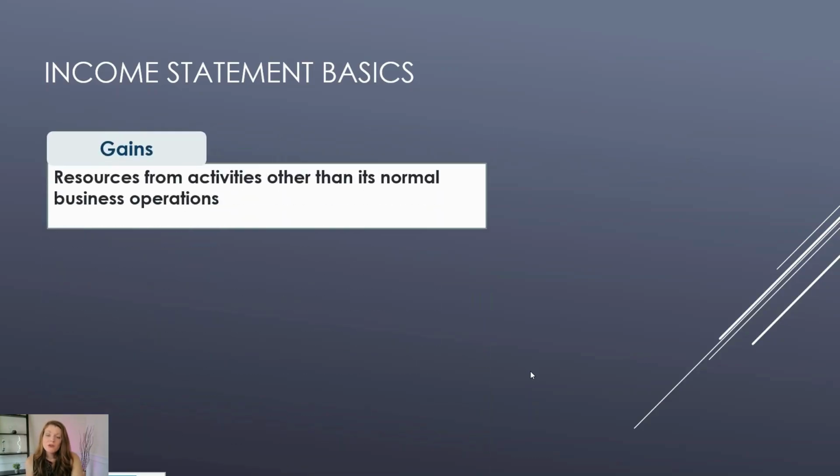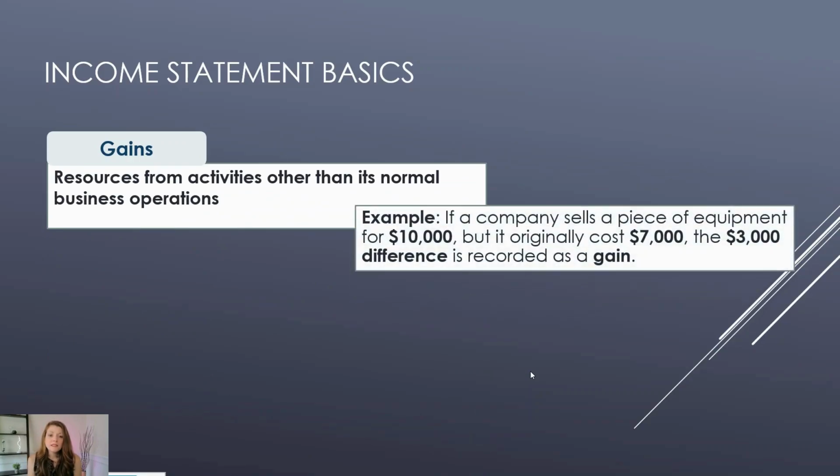So then we also will see, usually below it, gains, which is going to come from some kind of outside activity that is not the normal business operations. This is not a gain because we sell hairbrushes and we paid $4 for it and we sold it for $6, so we had a $2 gain. No, that's going to be our gross profit from our revenue minus cost of goods sold. Gains are coming from some other kind of activity, like selling a building, perhaps. Or here in this example, a company sells a piece of equipment for $10,000. They originally paid $7,000 for it, and that $3,000 difference is the gain.